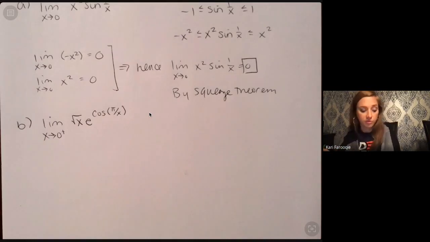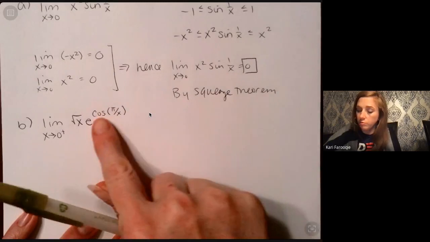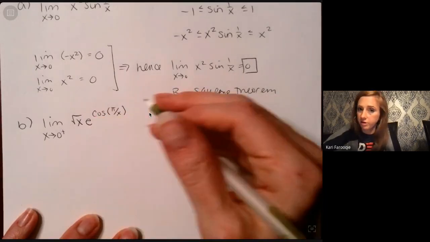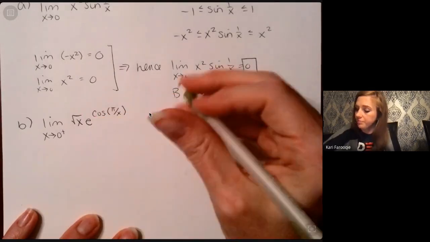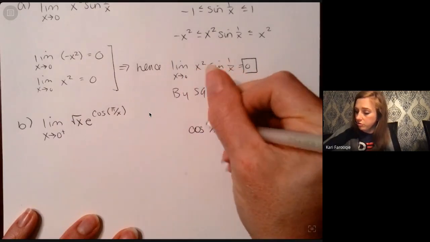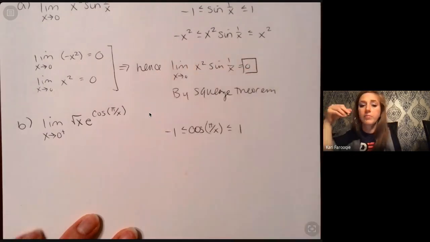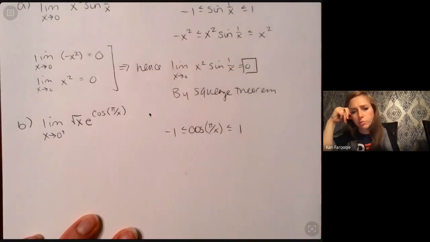You're going to have to use the squeeze theorem. Start out with your trig function. We're going to build this up. I know it's in the exponent, doesn't matter. Start off with your trig function always, just your basic trig function. We already know that sine and cosine are bound between -1 and +1.